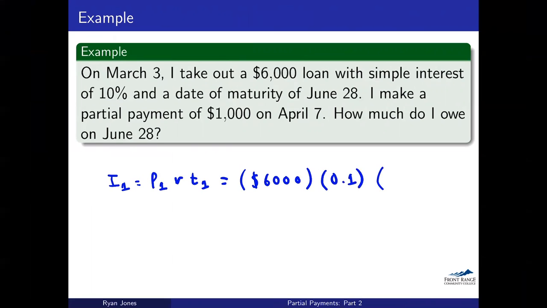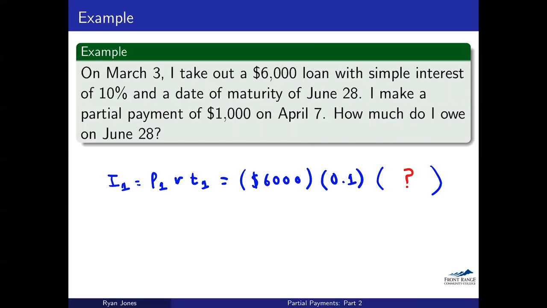And then here is where we run into some issues: this T1. You can see in the problem that I took out this loan on March 3rd, and I make my first partial payment on April 7th. So the time period is from March 3rd to April 7th. The issue is that I don't know exactly how many days that is. Obviously, I could just count up March 3rd, March 4th, March 5th, and continue on, but just off the top of my head, I don't know how many days that is. And so I don't have that time frame.